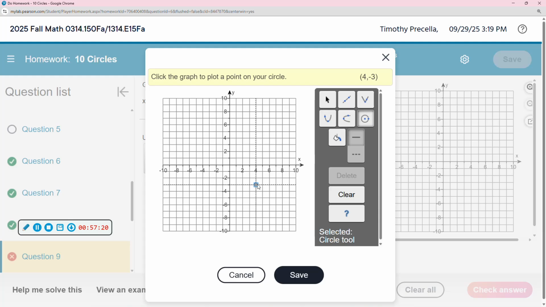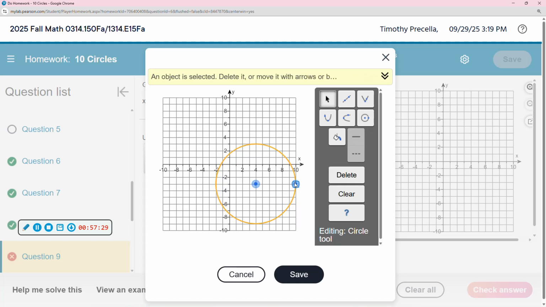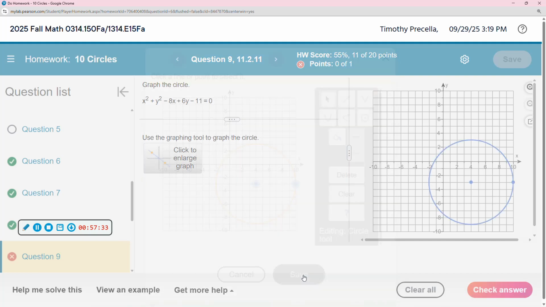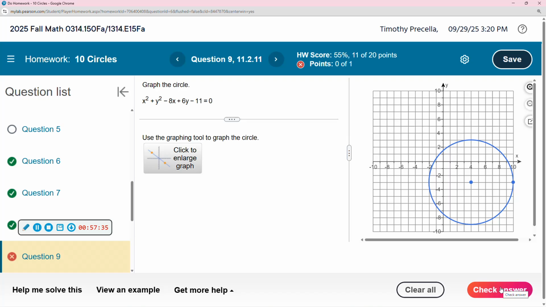Then moved over 6. 1, 2, 3, 4, 5, 6. Yep, 4 plus 6 lands you at 10 on the x-axis. That looks right to me. And check.